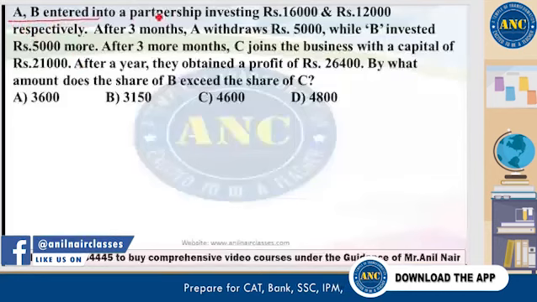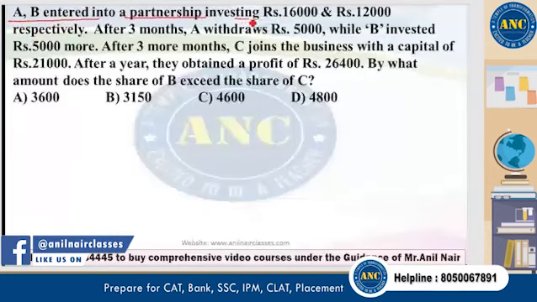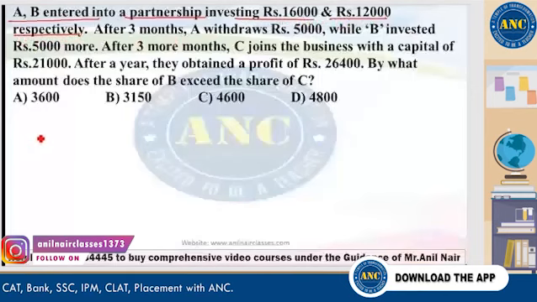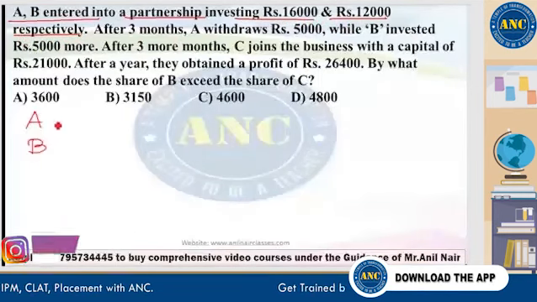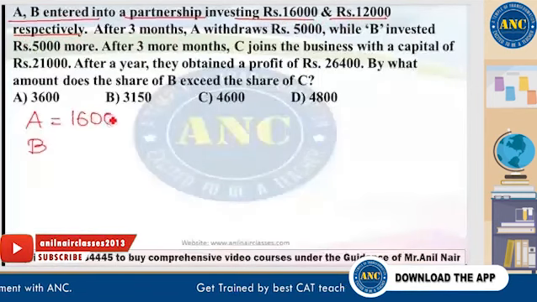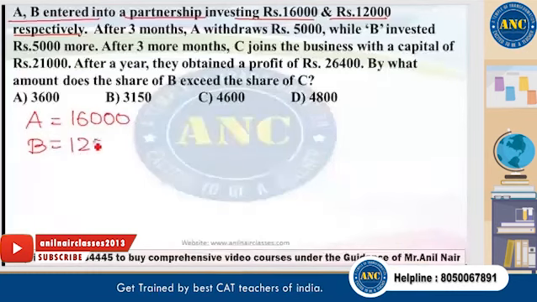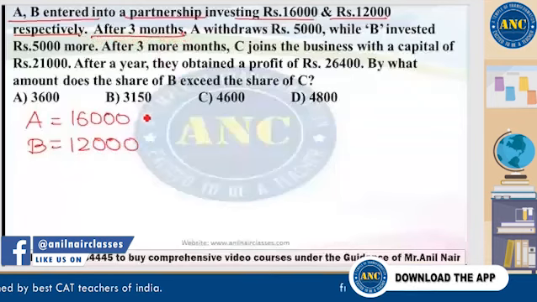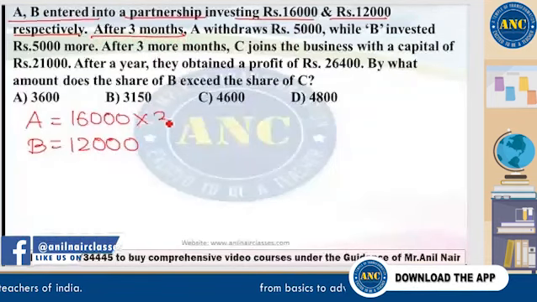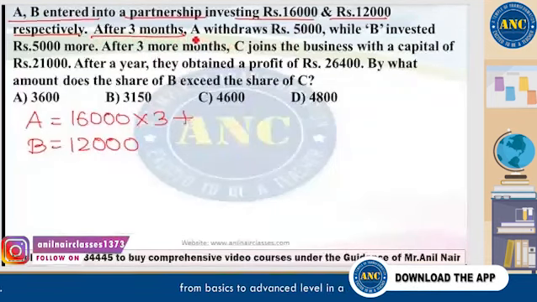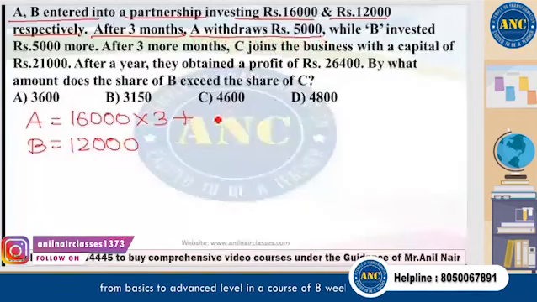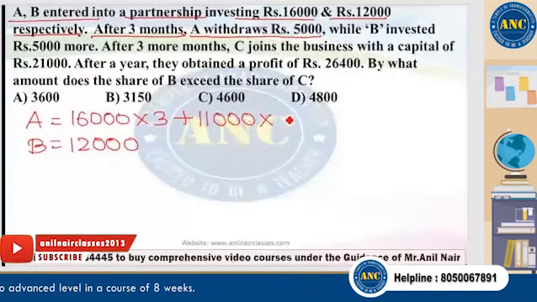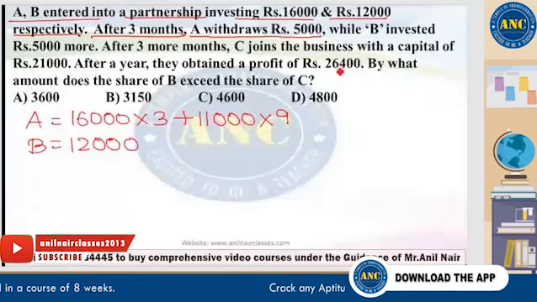A and B entered into a partnership investing 16,000 and 12,000 rupees respectively. That means A is investing 16,000, B is investing 12,000. This is the first statement. Let me write it. Yes, I wrote it just now. Next. After 3 months, that means A invested 16,000 for 3 months. After 3 months, A withdraws 5,000. That means for the remaining 9 months, he is paying 5,000 less. He is only paying 11,000.